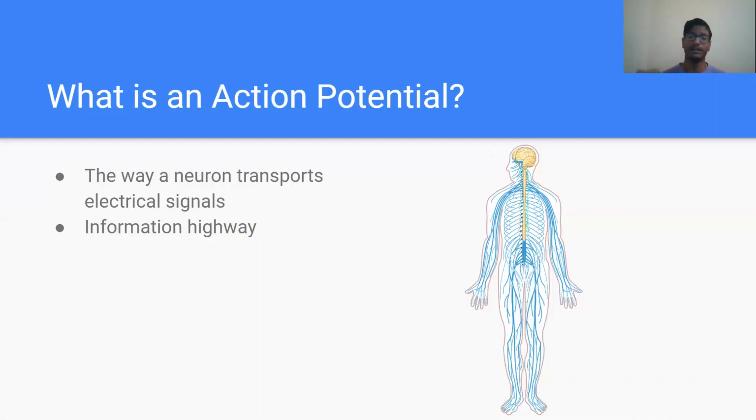The body is completely encompassed by the nervous system, which is a network of nerves and neurons that help the body communicate within itself. Like if your arm wants to do something, your brain tells your arm to do that through the nervous system. So your nervous system is effectively like the information highway of the body, and an action potential is kind of like a car on that highway carrying the information. An action potential is the way that neurons transport these electrical signals throughout the body.